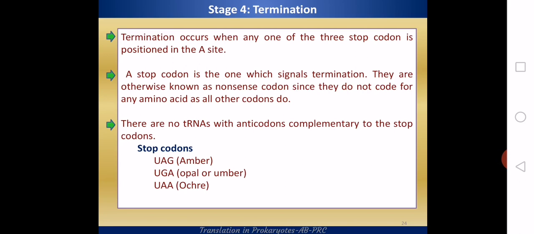And these three stop codons are shown there: UAG, UGA and UAA. They are otherwise also called amber, opal and ochre. This is representing their corresponding mutation also. Okay. So moreover, you can also point out that there is no tRNA complementary to the stop codon. That's why termination is actually happening.